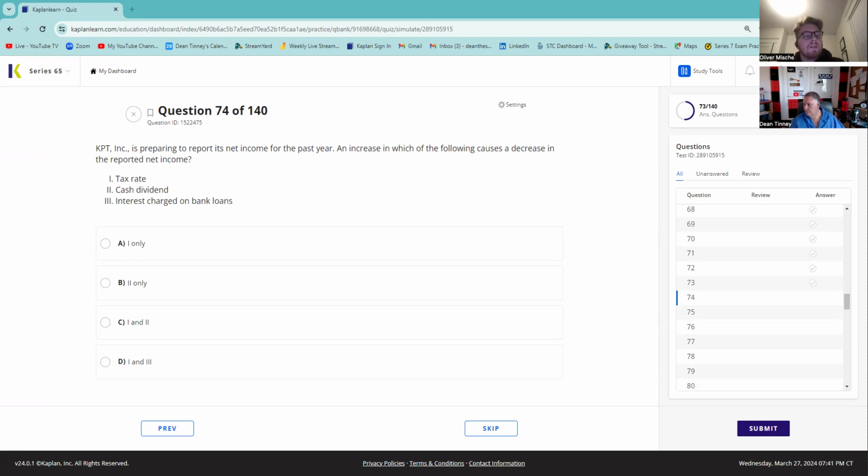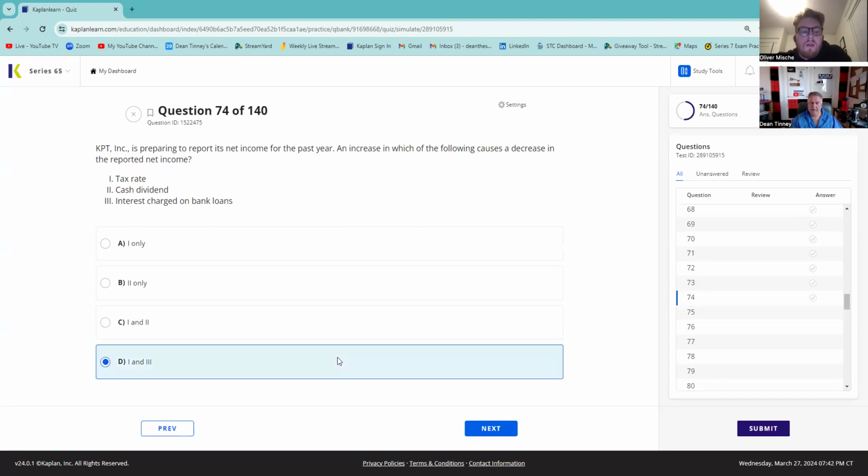I'm fairly certain it's 2, because I'm thinking cash dividends are definitely part of something that decreases your net income. Well, kind of got you here. Cash dividend comes after we have net income. So we're going to have earnings available to common, and then we decide whether we're going to pay a dividend or not. So the dividend would be D. If our tax rate went up, our bottom line would go down. And if the interest on our loans goes up, our bottom line goes down. So it's actually 1 and 3.